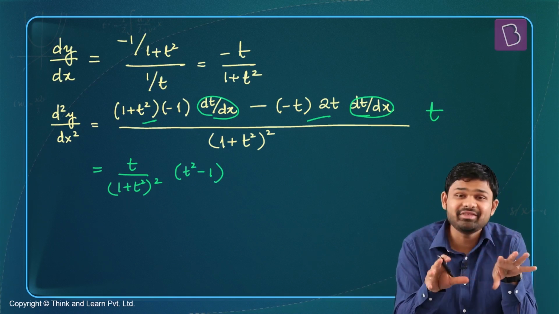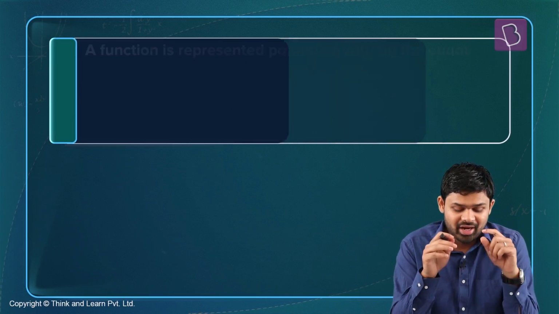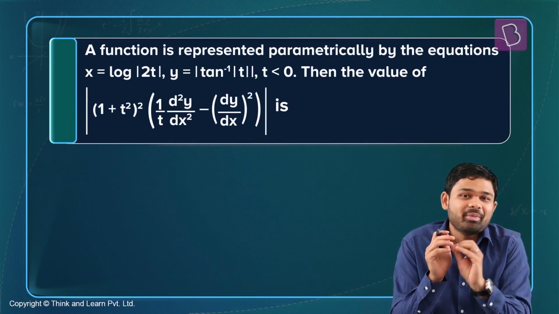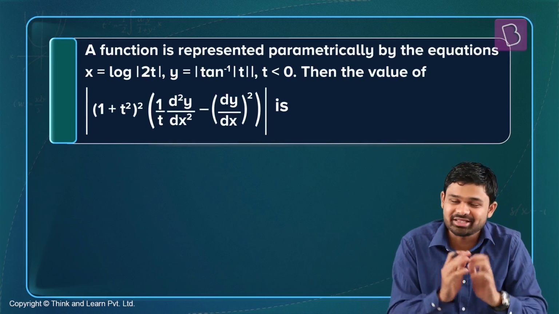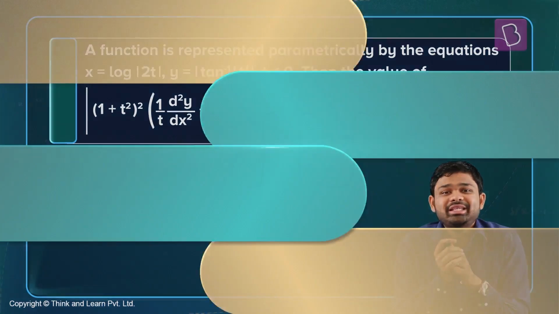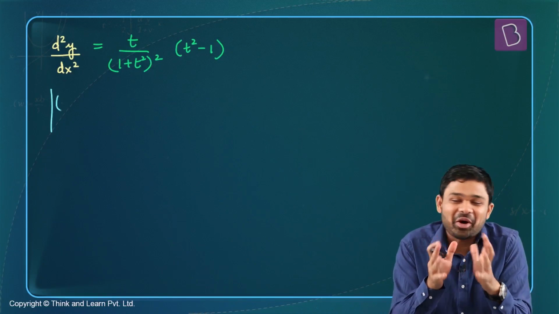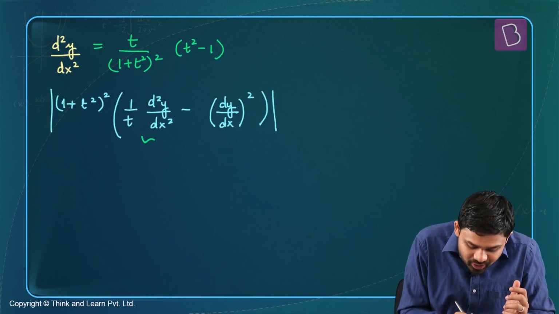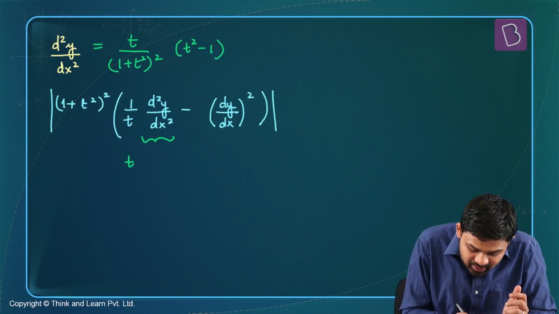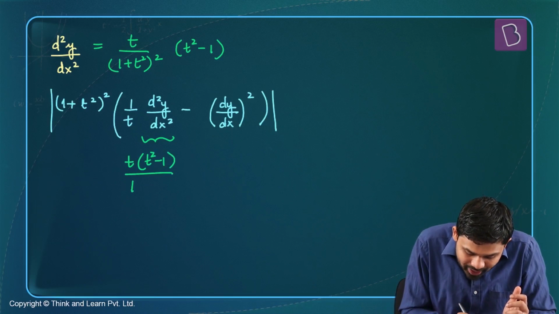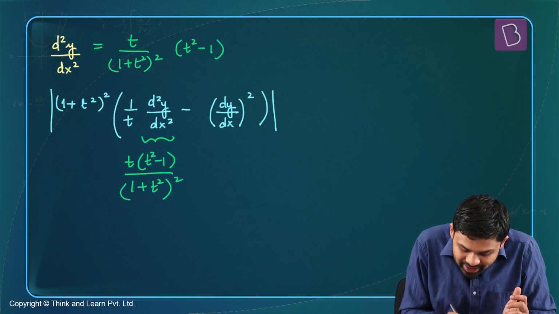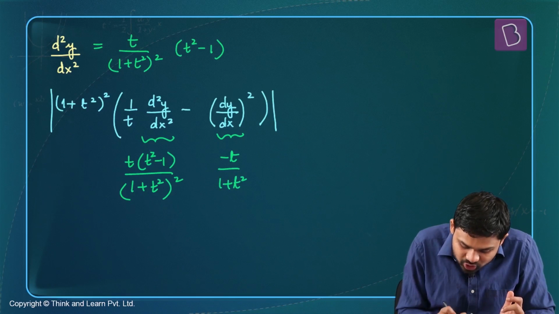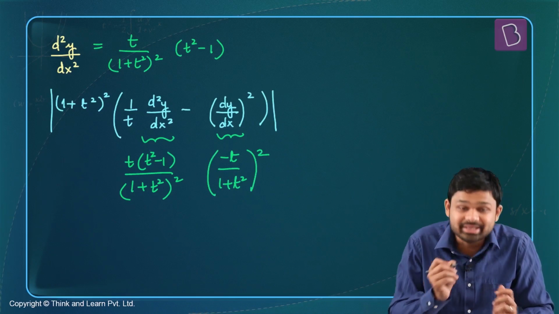There is a reason why I'm leaving it at this, because if you look at the question, d square y by dx square is divided by t, so I am going to keep that common factor of t because they will cancel out and the simplification becomes very easy. So now let's head into the very complicated expression whose value we had to find out. Let's substitute for d square y by dx square as t times t square minus 1 by 1 plus t square, the whole square, and dy by dx, we know what is dy by dx, that is minus t by 1 plus t square, and we have to whole square this thing.